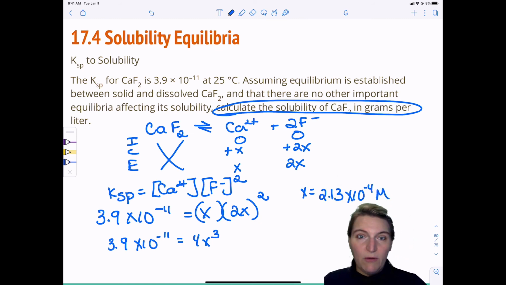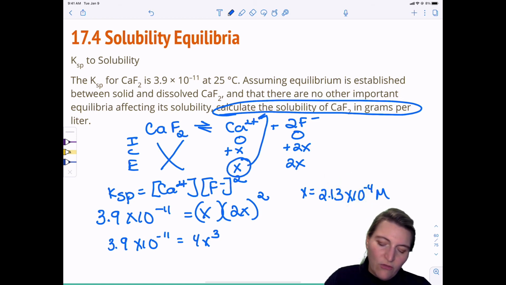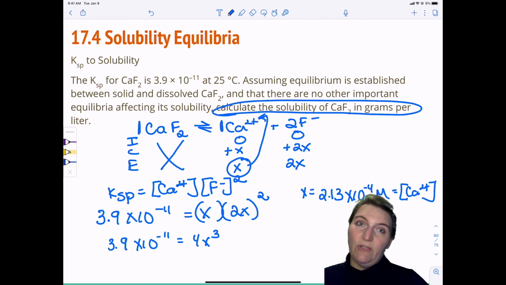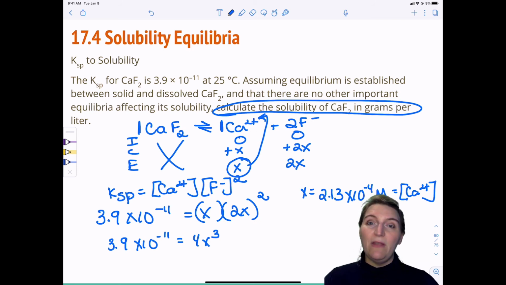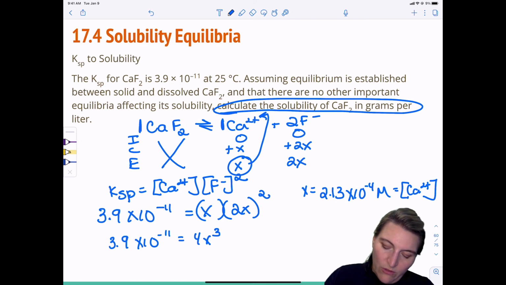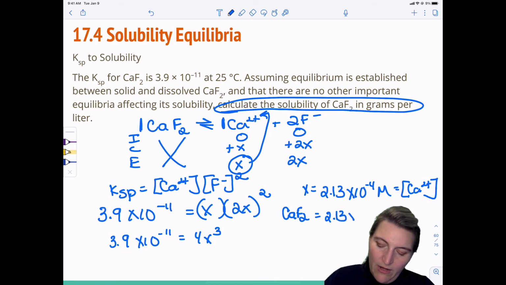That is going to have a unit because it is going to be a molarity. And then I need to think about, well, what does that equal? That equals the concentration of the Ca2+. And because the Ca2+ has the same coefficient as the CaF2, I know that if that's the number of moles of Ca2+ in solution, that must have been the number of moles of calcium fluoride that actually dissolved. So therefore, I know that the molar solubility of CaF2 is equal to that number, 2.13 times 10 to the negative 4 moles per liter.